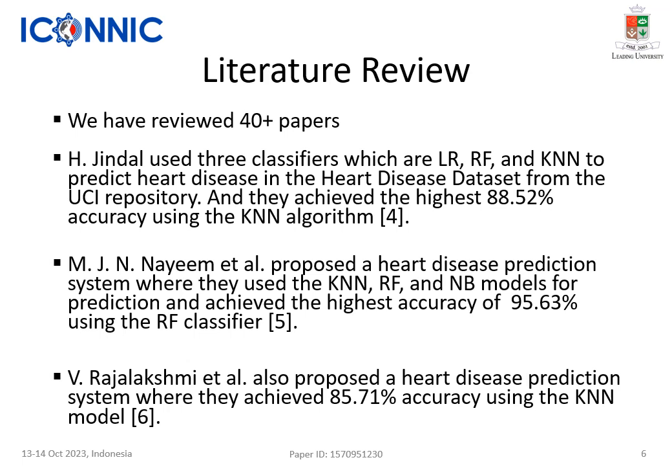The work of MJ and Naim introduced a heart disease prediction system employing k-nearest neighbor, random forest, and naive Bayes models. Notably, they achieved an impressive accuracy rate of 95.63% using the random forest classifier, demonstrating its efficacy in disease prediction. Additionally, V. Rajalakshmi proposed their own heart disease system, which showcased the application of the k-nearest neighbor model. Their research yielded an accuracy of 85.71%, further highlighting the potential of the KNN model in heart disease prediction.